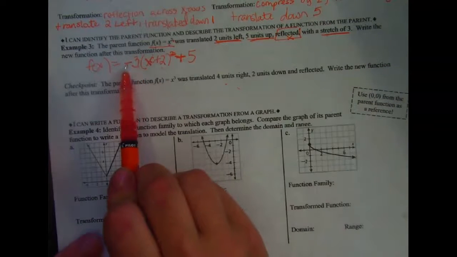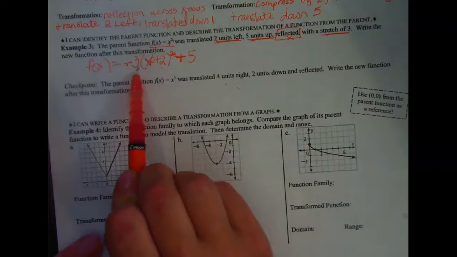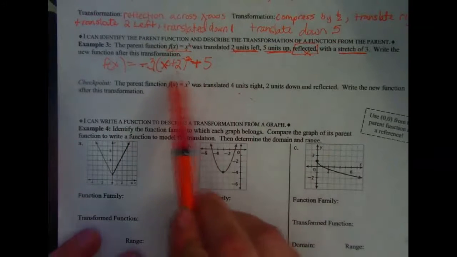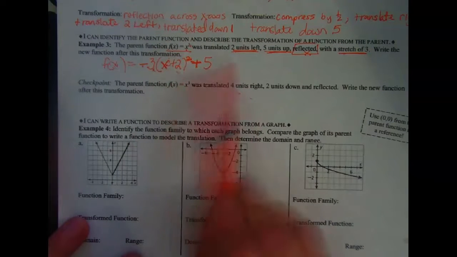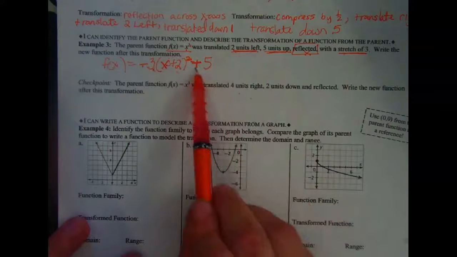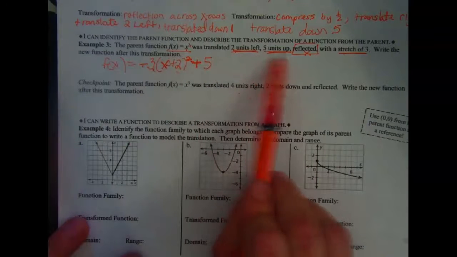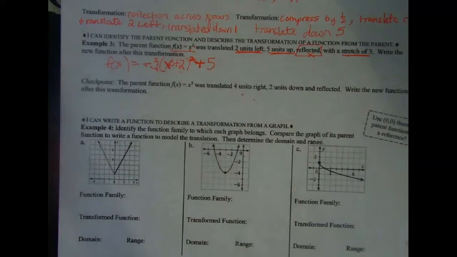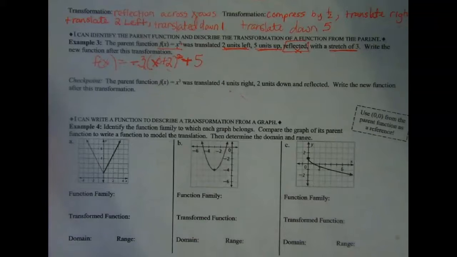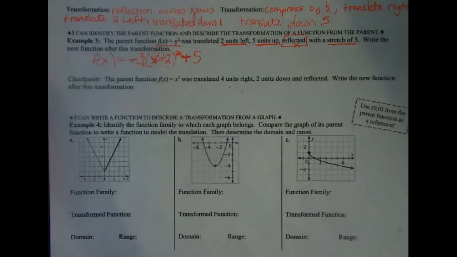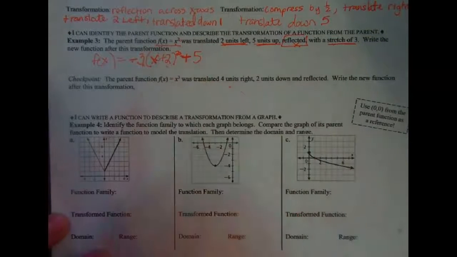So this would mean it's the reflected. This would mean it's the stretched. And then again, we have the in parentheses plus 2. That's the 2 units left. And the plus 5 is the 5 units up. So I just used the chart and my parent function, and then built all that stuff up. So I want you to pause the video and try the checkpoint for reading this, and here's your parent function here.